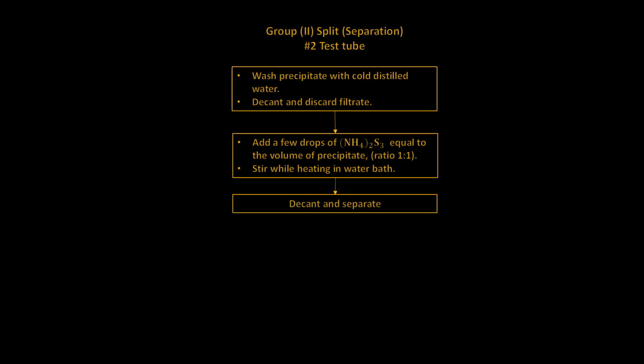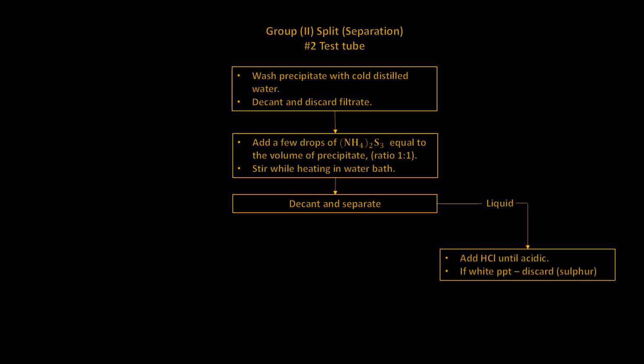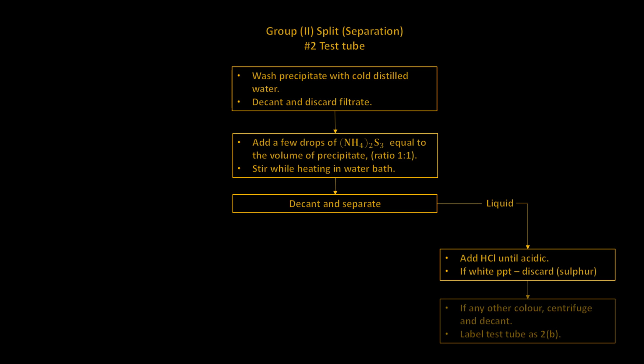Decant the filtrate into a clean test tube and label it as 2B. Relabel the test tube number 2 as 2A. To the filtrate, test tube 2B, add a few drops of hydrochloric acid. If a white precipitate forms, discard it as it will be sulfur.